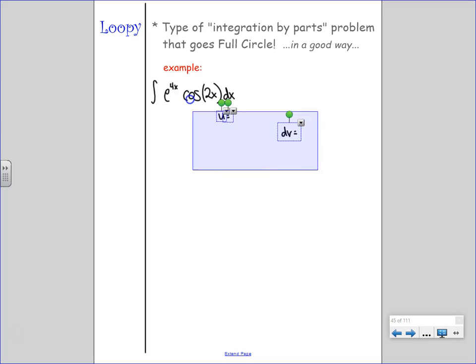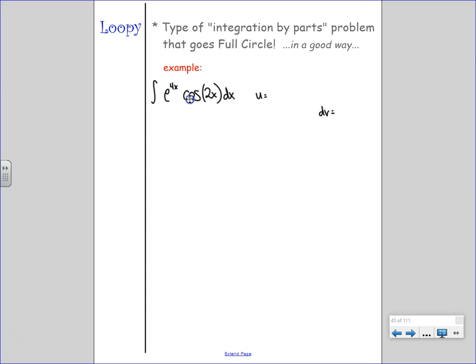E! LIATE. That doesn't simplify. Log. If you're thinking about just the cosine definition, trick. u as e to the 4x, that's not going to simplify when I du it, and cosine as u isn't going to simplify. Okay, maybe when I integrate e, that doesn't simplify. Integrate cosine, that doesn't simplify. They both are just going to cycle. And that's the point, because it's going to loop around in a good way.